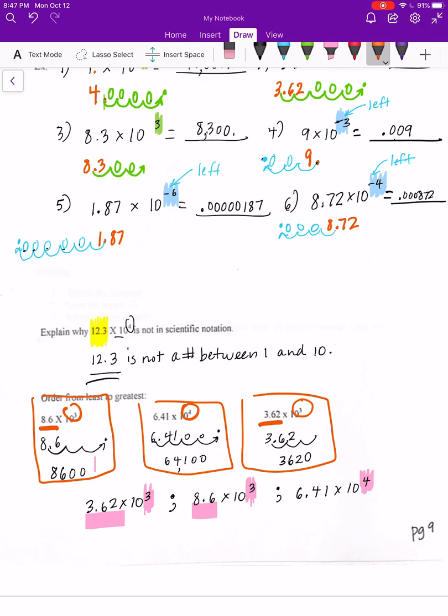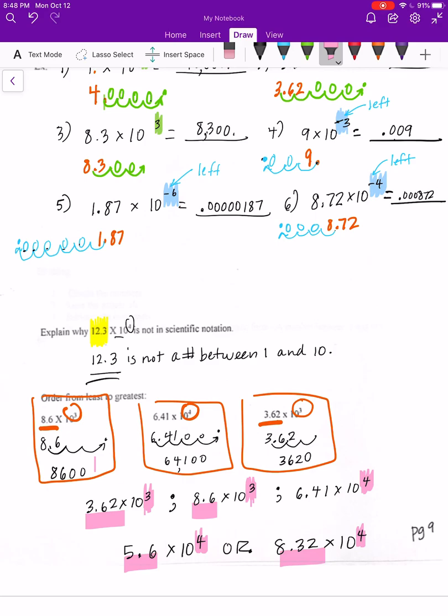So, real quick, what if I had 5.6 times 10 to the 4th or 8.32 times 10 to the 4th? So the first thing you look at is the 4's. And what do you notice? Exactly the same. So the second thing you're going to do, look at the numbers. I have 5.6, I have 8.32. Which one's smaller? Well, 5.6 is smaller.